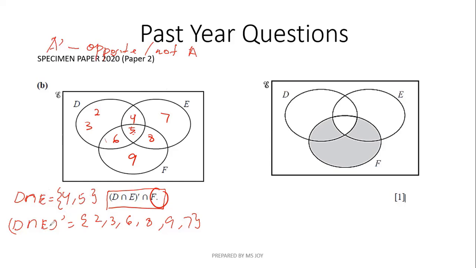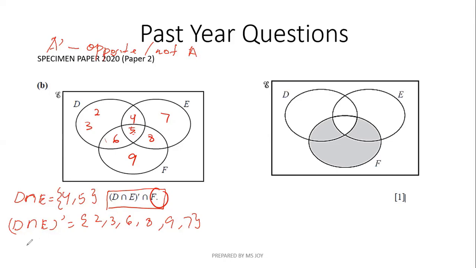Correct. Okay. D intersect E prime means not the actual D intersect E, which means not actually 4 and 5. Correct or not? Correct. That's the thing lah. Okay, so that means, guys, it's 2, 3. Listen! That means it's 2, 3, 6, 8, 9, 7. Correct?